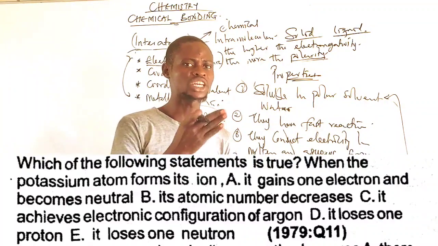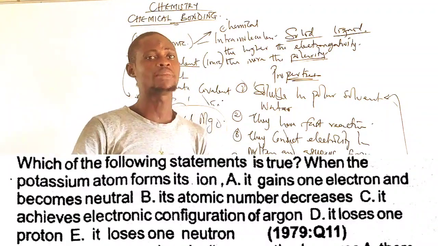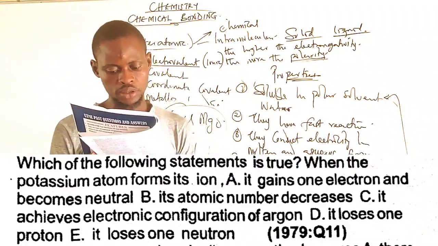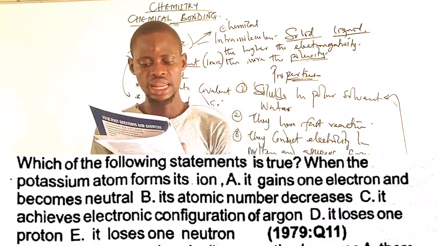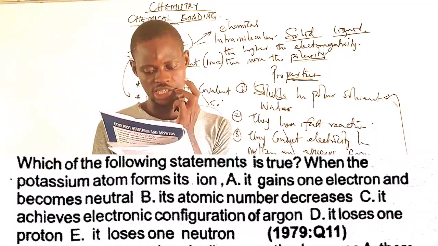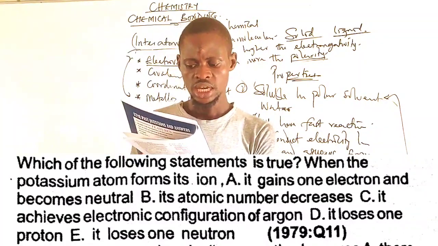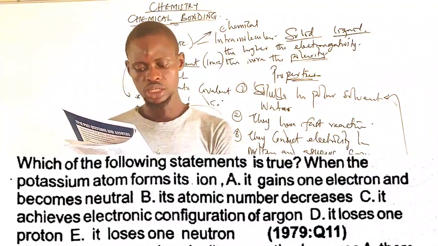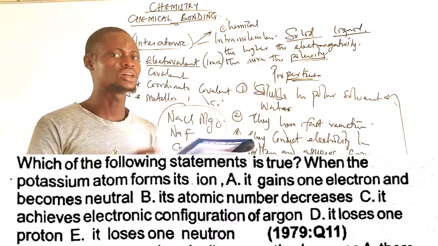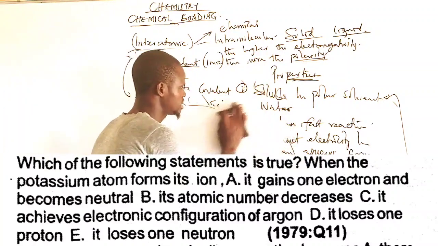So when potassium, found in group 1, or sodium atom or calcium atom, forms its ion, what should we expect? Let's take a look at the options. Option A, it gains 1 electron and becomes neutral. Option B, its atomic number decreases. Option C, it achieves the electronic configuration of argon. Option D, it loses 1 proton. Option E, it loses 1 neutron. Let me analyze these options for you one after the other so that you can understand what to pick. I'm sure that some people already know the answer to this.